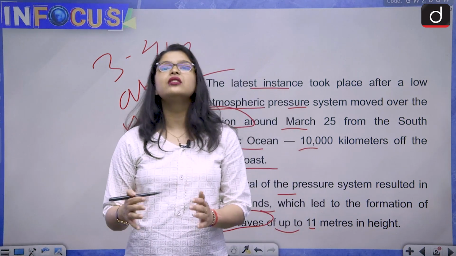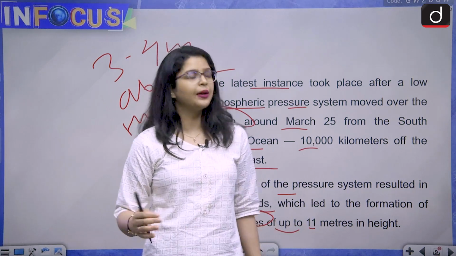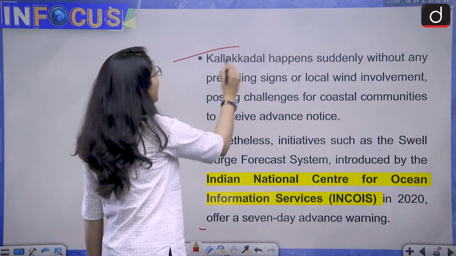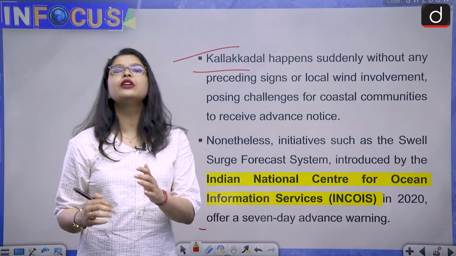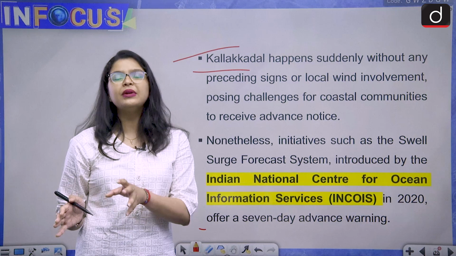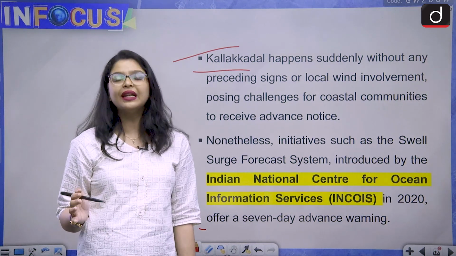And whenever they are disturbed, they cause spillovers and hence cause flooding. Moving forward. They happen very suddenly. As I said, they are not influenced by the local winds, and that is why they cause huge damage to the coastal areas, because it is not easy to predict them.